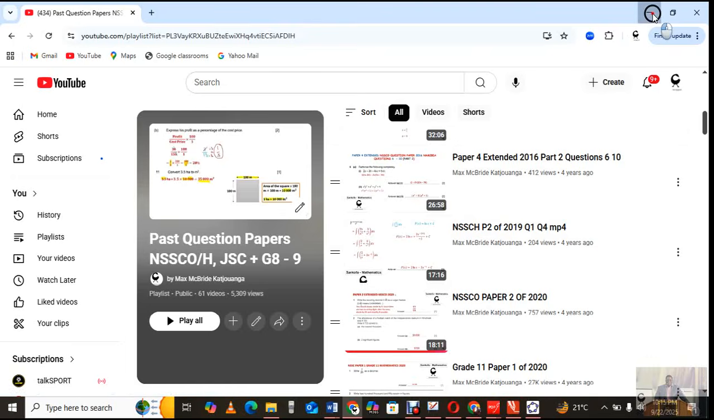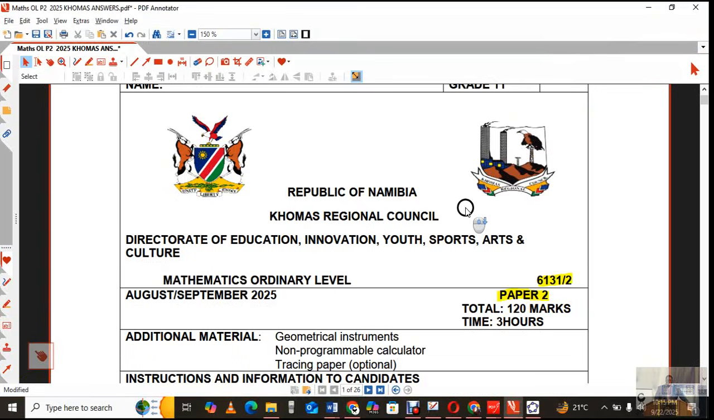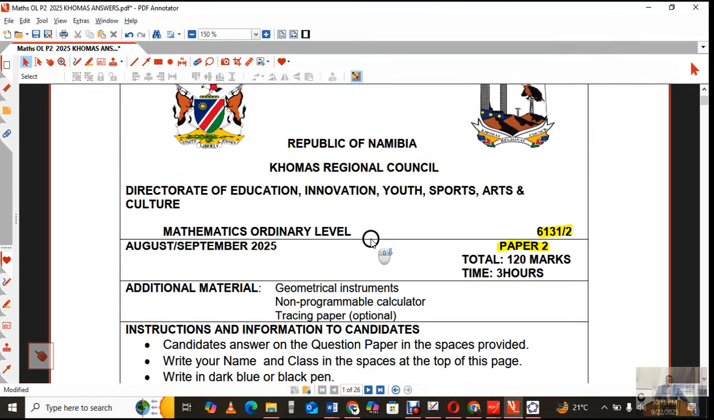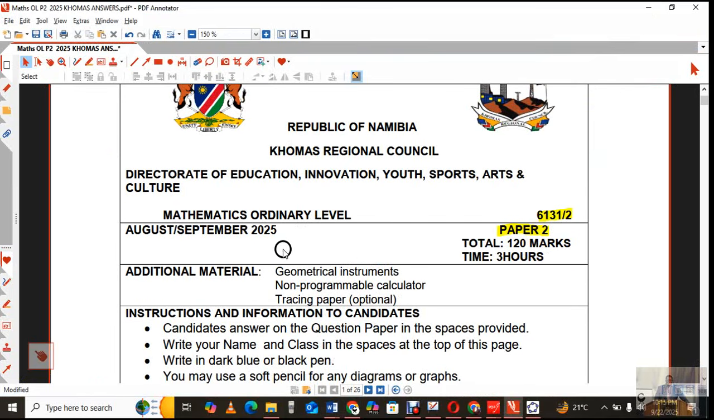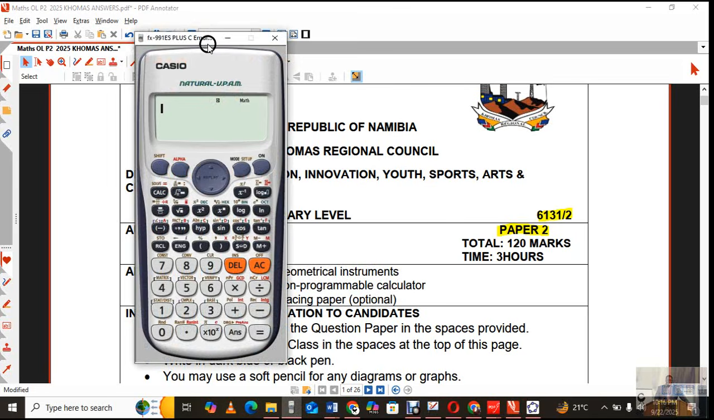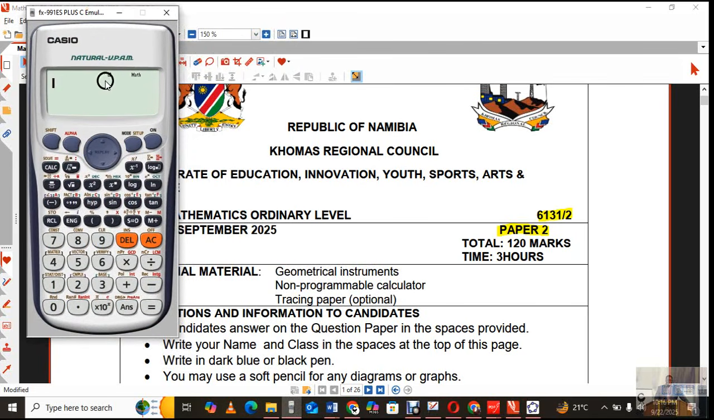Okay, so let's start with this paper. I'll suggest that, of course, when you were writing this paper, or if you have the paper, you have to have your geometrical instruments and obviously a non-programmable calculator. So let me bring up my calculator, make sure it's all set. This one is in degrees mode. Okay, nothing in its memory.